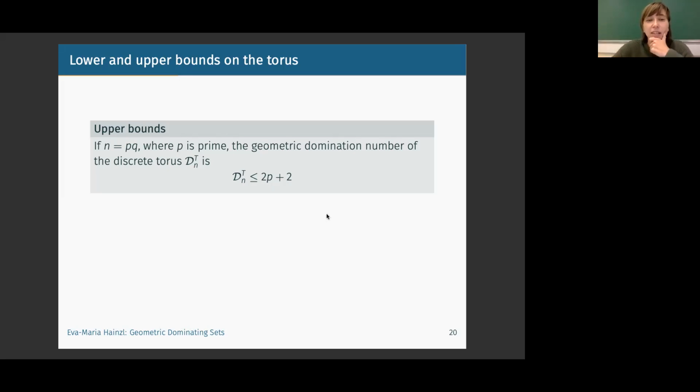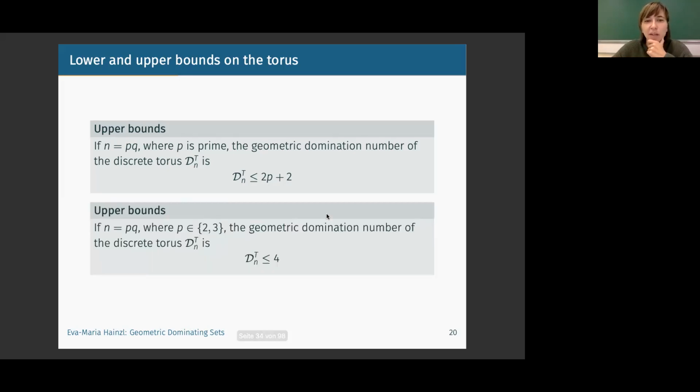And we can actually also show that if n is a multiple of 3, then the domination number is bounded from above by 4. And I actually think this should be an inequality, but you know, life is full of deadlines, and I guess that's where we are at this time.